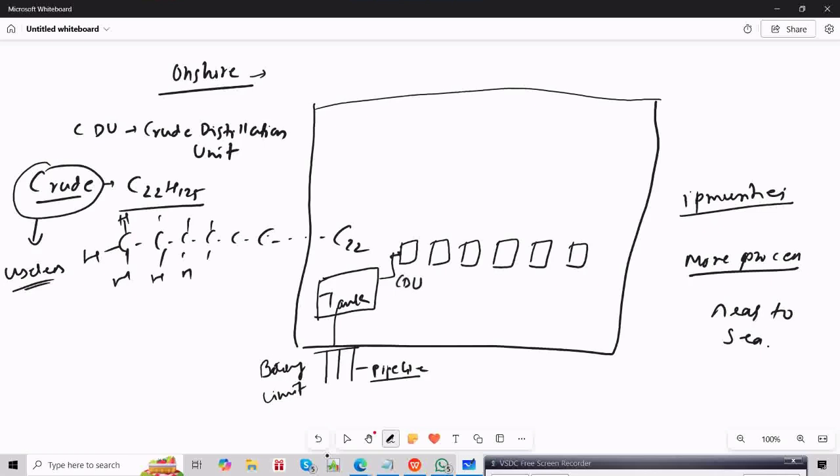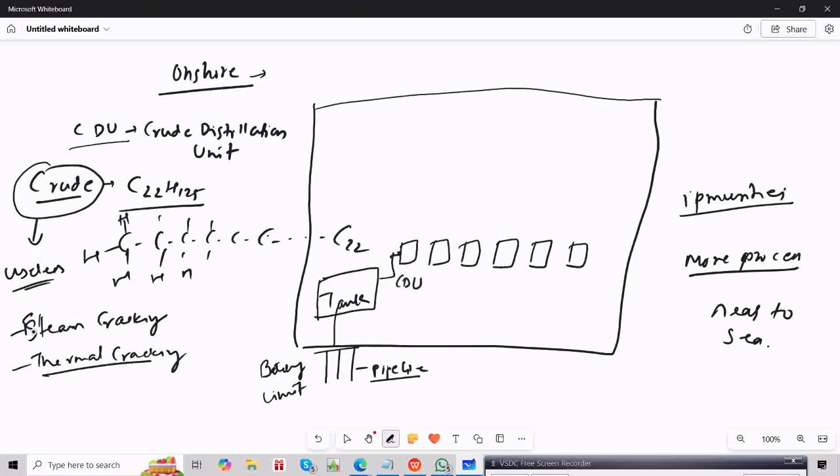For this breaking purpose, we use two methods. One is called steam cracking and another one is called thermal cracking. So in the CDU unit, in that column, you are using the thermal cracking method.